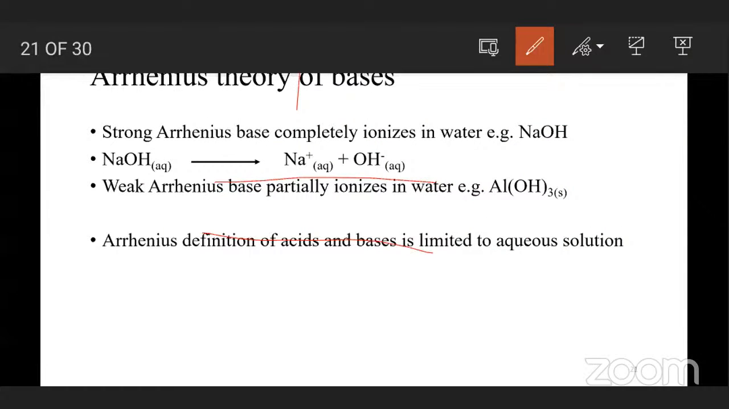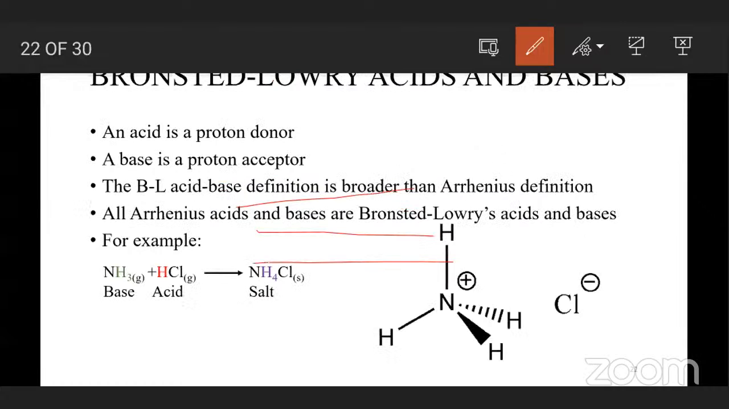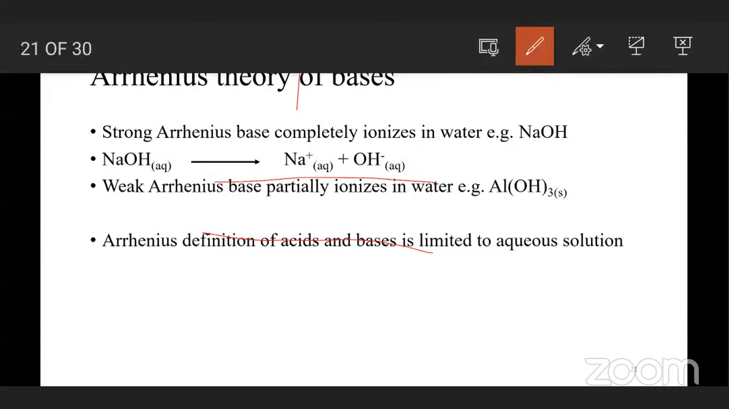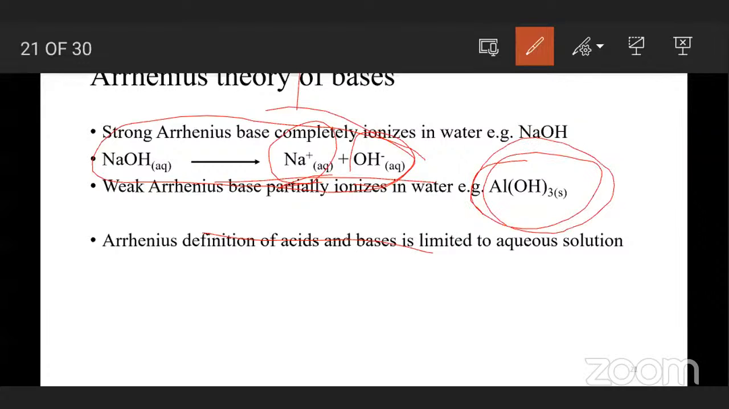Strong bases completely ionize in water, just like strong acids also completely ionize in water. An example is what has been stated in this equation, NaOH aqueous, giving us Na plus and OH minus. Weak Arrhenius bases partially ionize in water, and AlOH3 is an example of a weak Arrhenius base. NaOH is an example of a strong Arrhenius base.